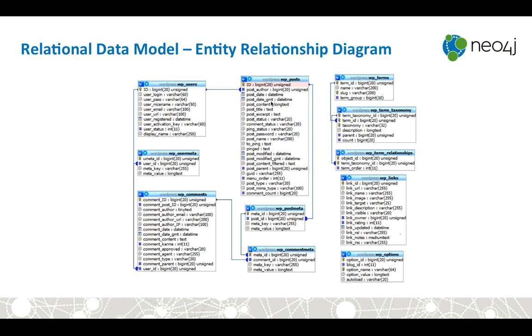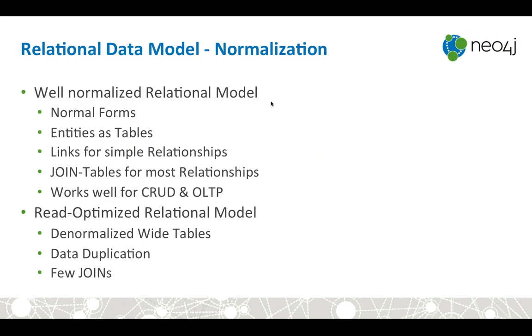So here, for instance, I have an entity relationship diagram from WordPress, I think, which represents the aspects of the CMS system, and it's really hard to find what's actually the entities in here, what are just join tables in here, and so on. So I have some more examples like that very soon.